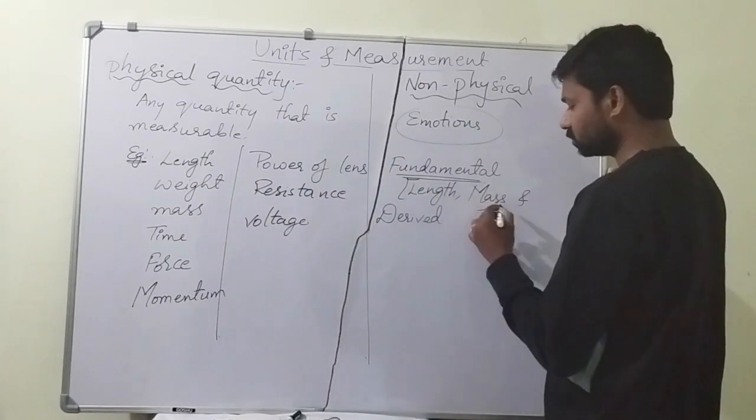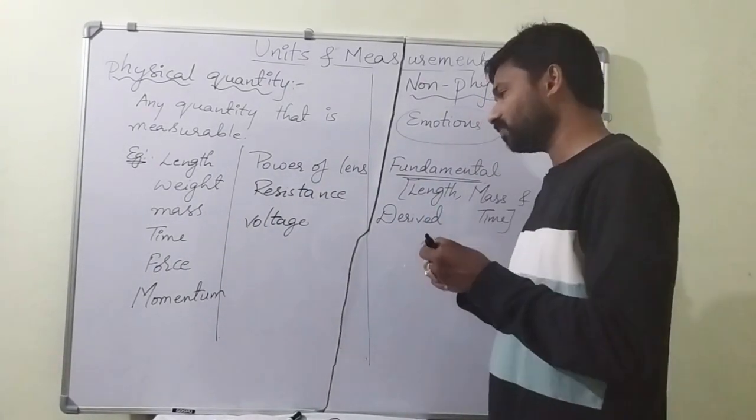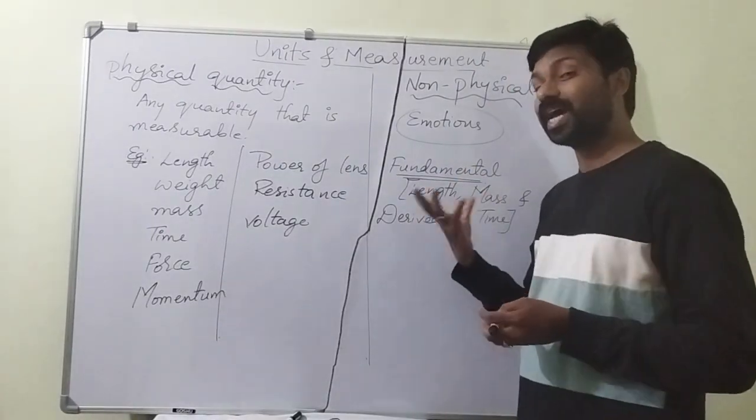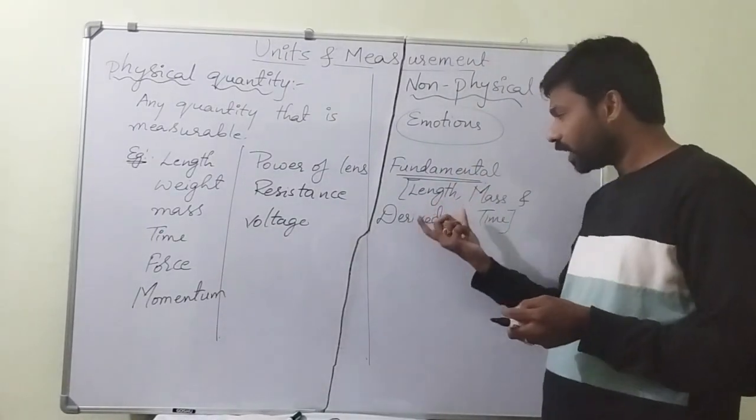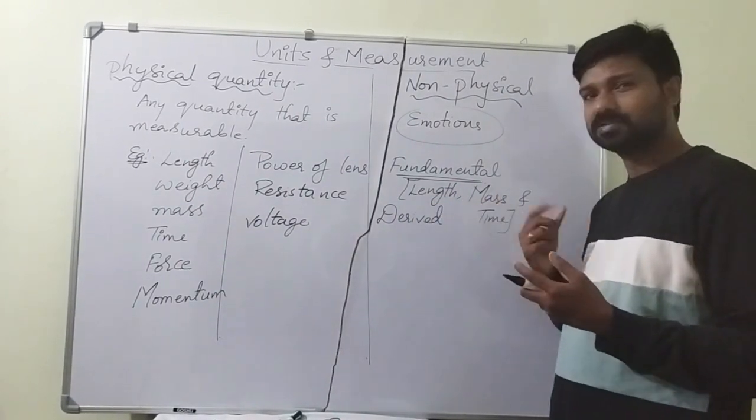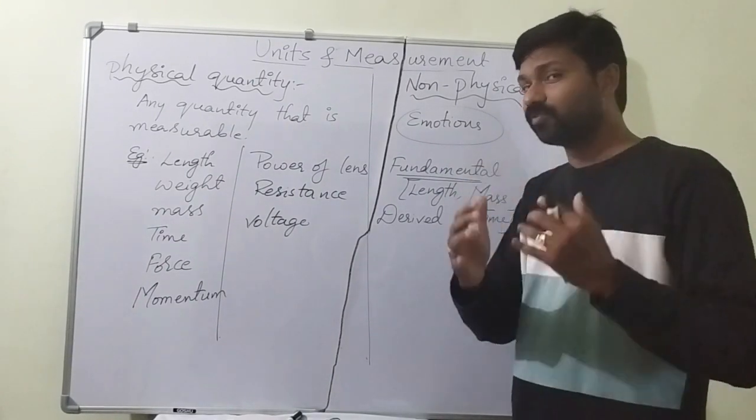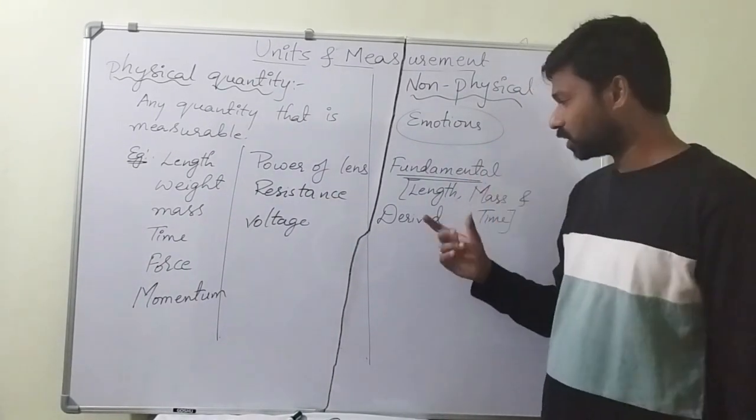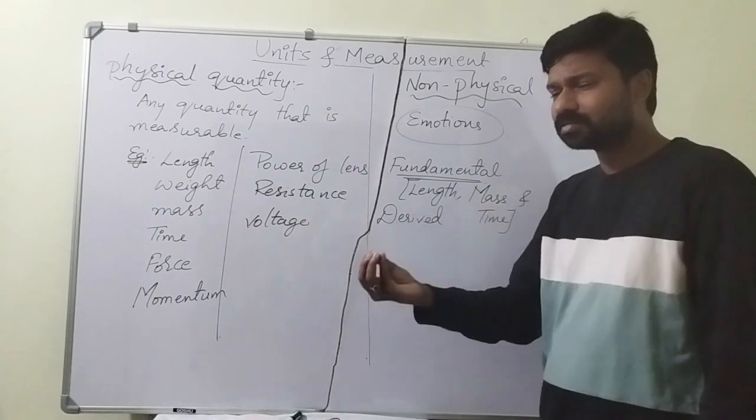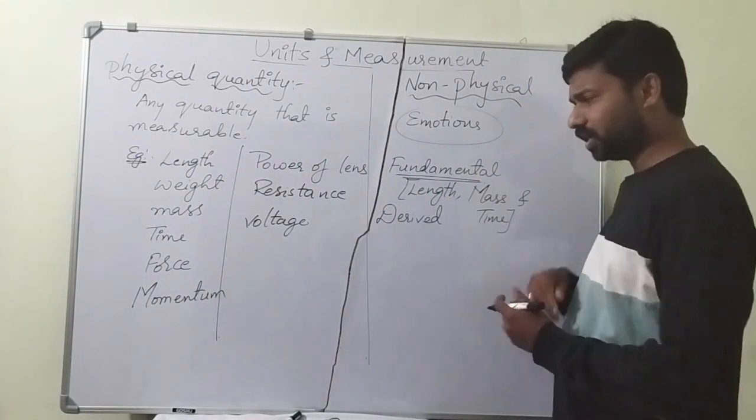Because most of the concepts in your class 11 are based on mechanics. In mechanics, most of the physical quantities depend only on length, mass, time. So that's why I am discussing this first. Yes, there are a few more that I will also be discussing. First you can remember this: length, mass, time. These are a few basic fundamental physical quantities.